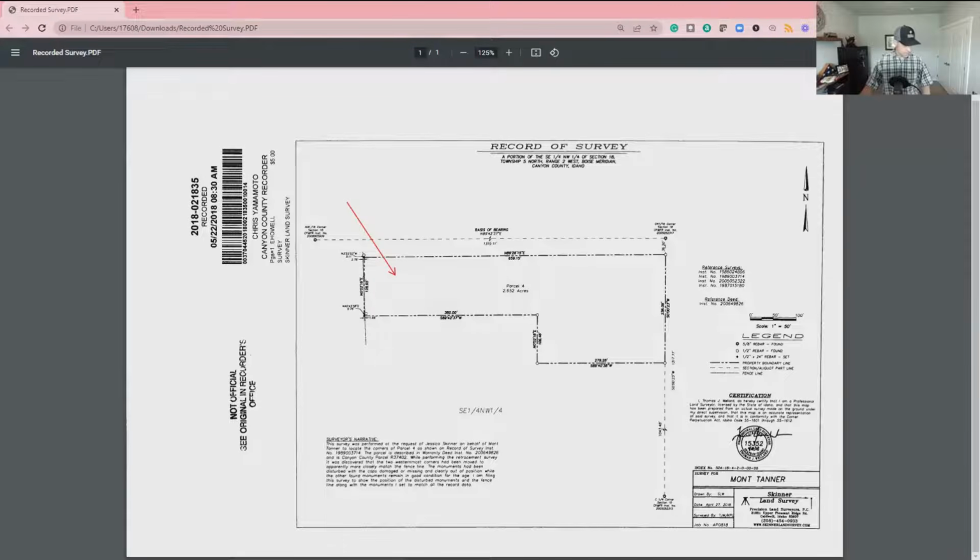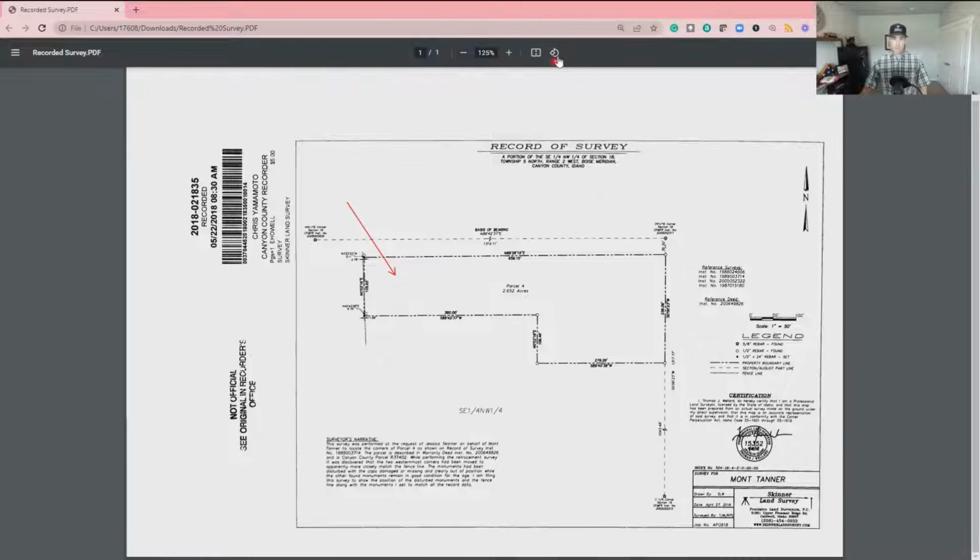So I'm going to share my screen with you right now. We're going to take a look at this. One second here. I'm going to grab my highlighters so I can point here and show you a little bit better. Okay, so we're looking at this record of survey. I'm going to blow this up so you can actually see it better as we go through, but I just wanted to get you an overview of what's here.